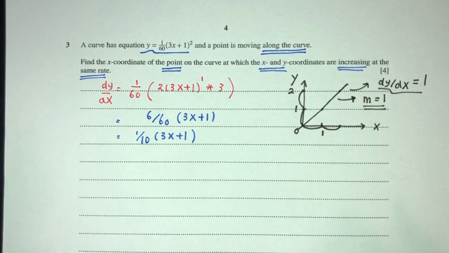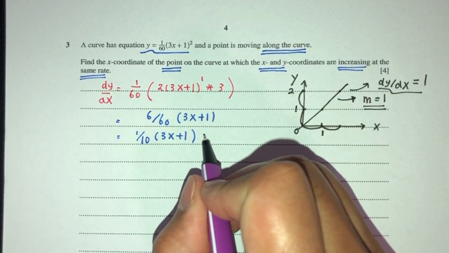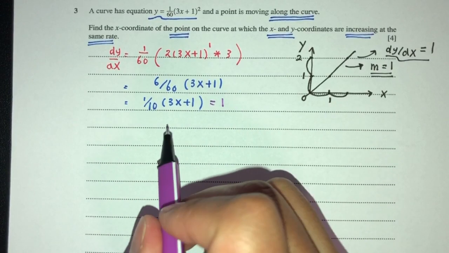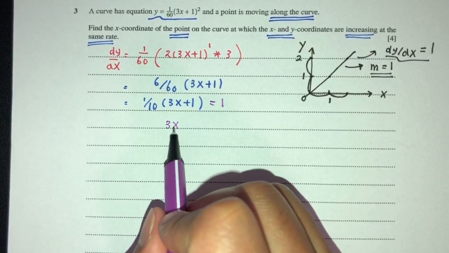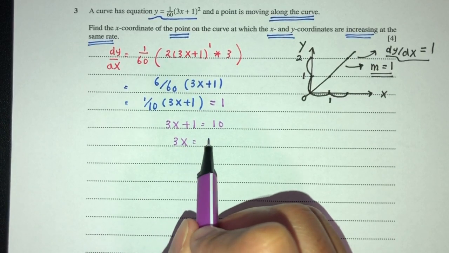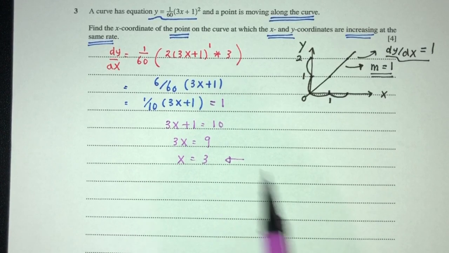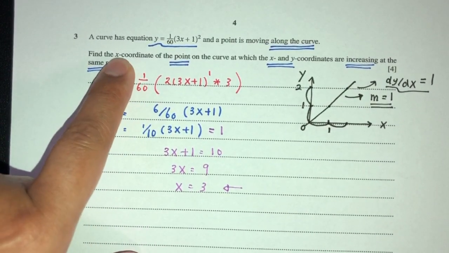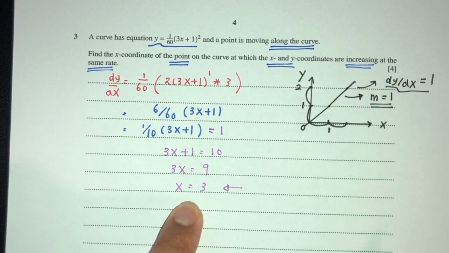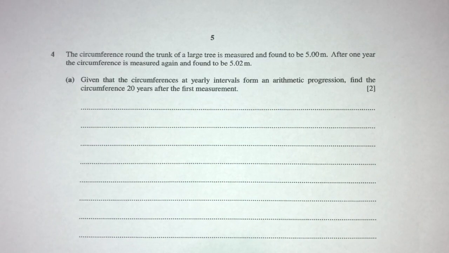Now, we understand it requires this to be 1, so equate that to 1. Let's see what happens. So finally, by cross multiplication, you will have 3x plus 1 is a value of 10. Therefore, 3x is a value of 9. x will be the value of 3. And this is your question number 3. We just require the x value. So x is 3 for 4 marks. Now let's move on to question number 4.